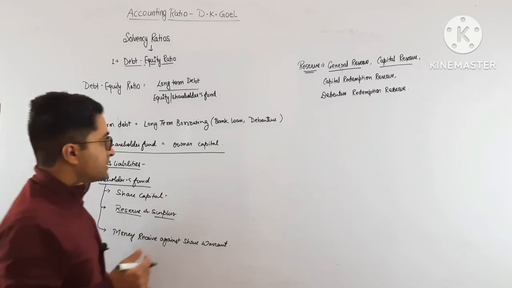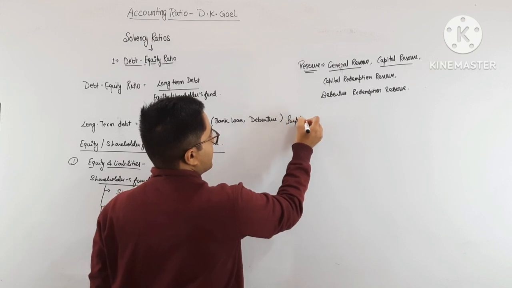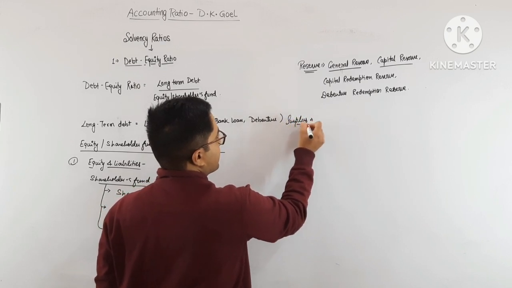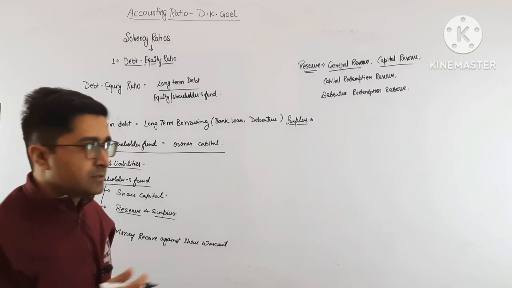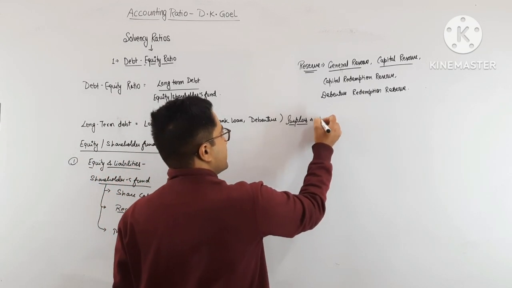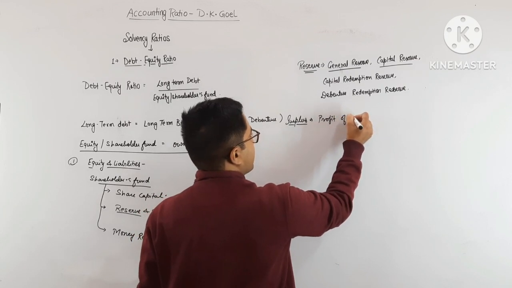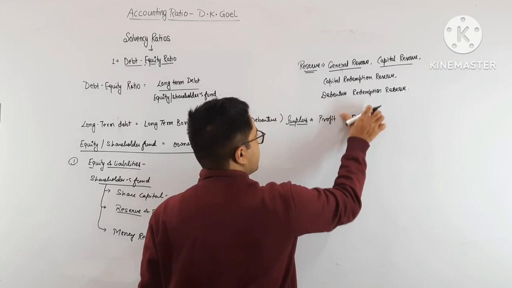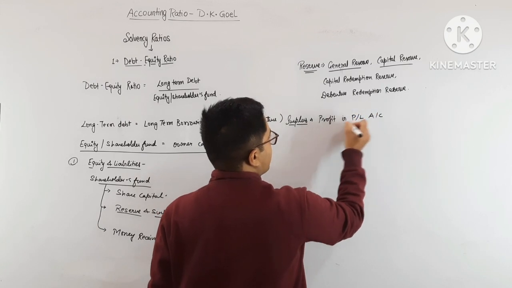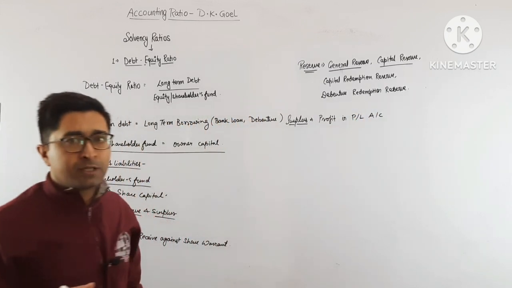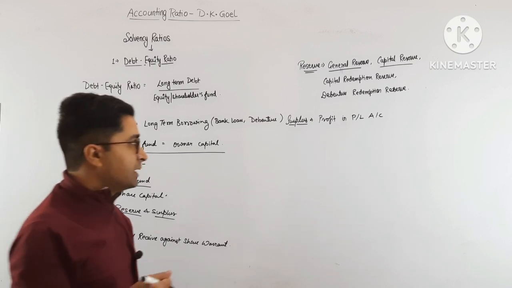Now, surplus. What is surplus? Surplus means profit. Clear? Surplus means profit in the profit and loss account. Basically, surplus is related to the profit in the profit and loss account. Clear?